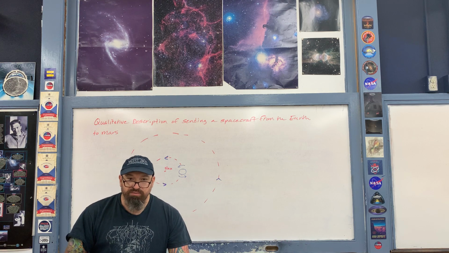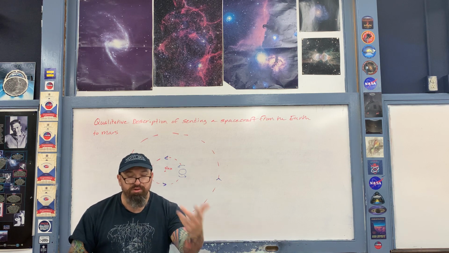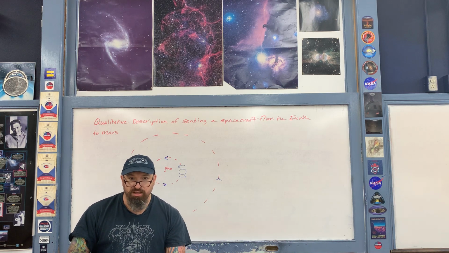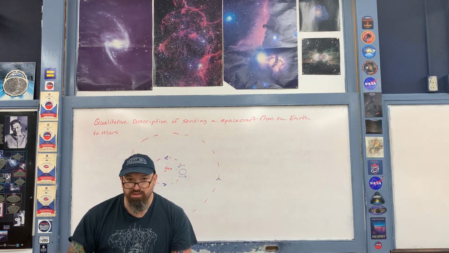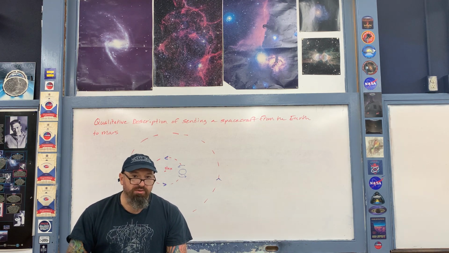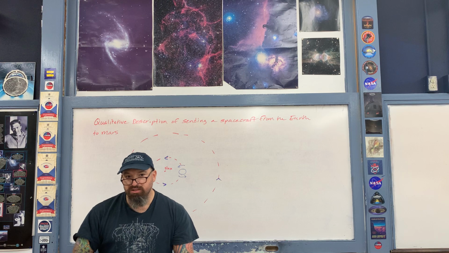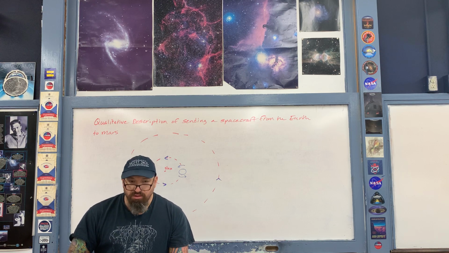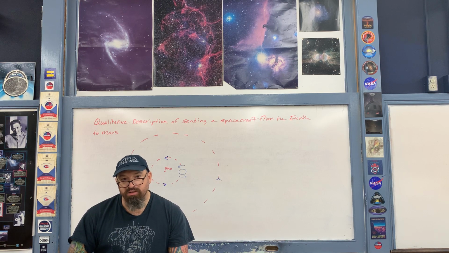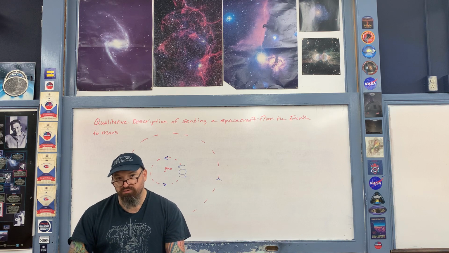Now, the Earth rotates from west to east. So what you want to do is throw your spacecraft in the direction of the rotation. You want to throw it out towards the east. You also want to do this as close to the equator as possible. If you are as close to the equator as possible relative to the Earth's axis of rotation, you have the greatest amount of speed.